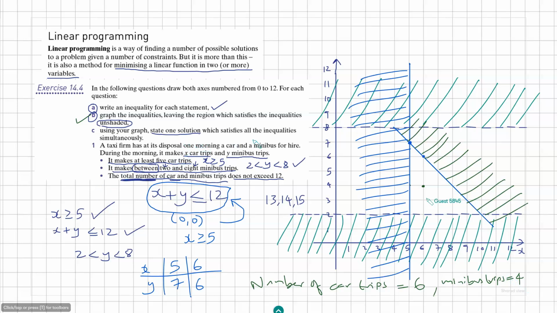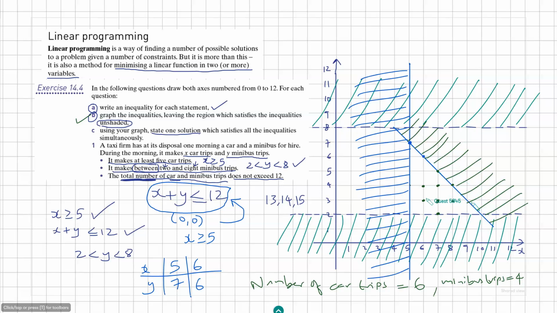Are there other solutions? Yes, of course there are other solutions, right? You can take this point, this point, this point, you can take a lot of points. But can you take this point here? No, because it's a dotted line. So you cannot take any point on this dotted line because the line is not part of the solution. Can you take a point on this line here? Yes, you can, because that line is also part of the solution.